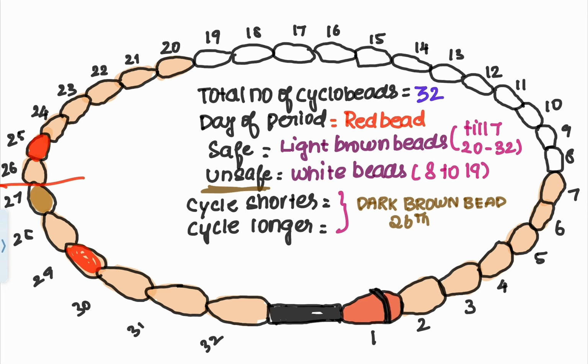And this dark brown bead, the 27th dark brown bead, is going to tell me whether the cycle is shorter than 26 days or longer than 26 days. Clear? Yes. And this dark brown bead's position is the 27th cyclobead, among the 32 beads containing cyclobeads. So this is the entire detail about the Tirumala method.